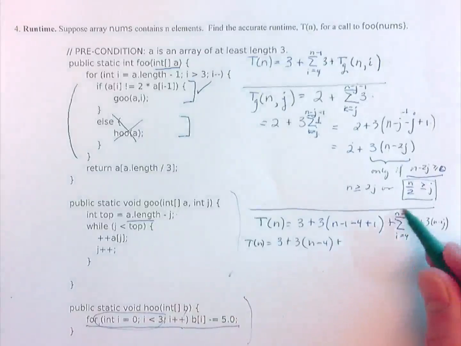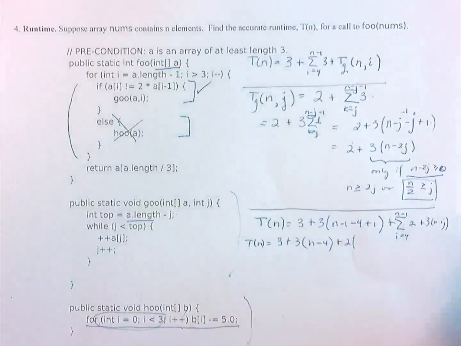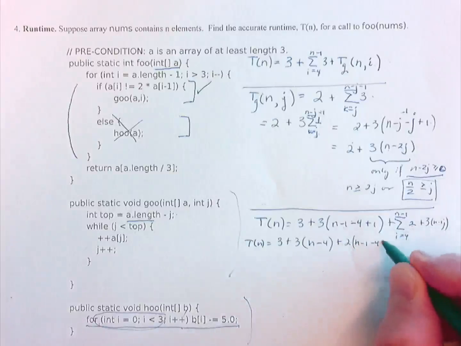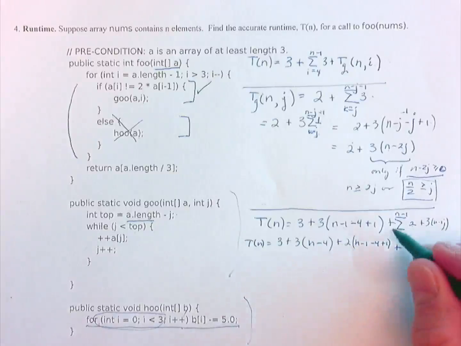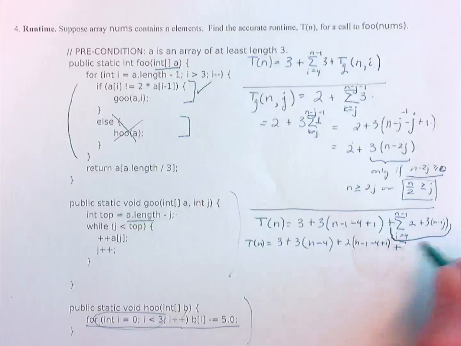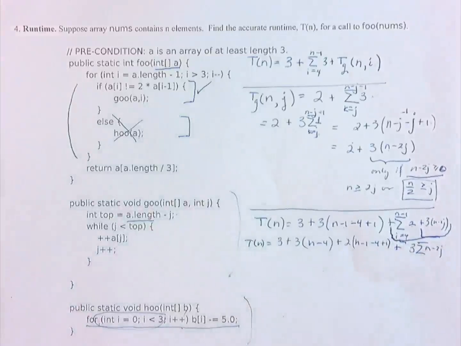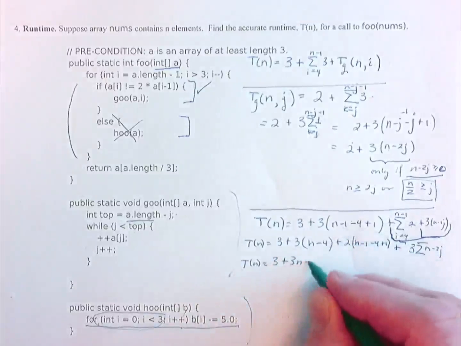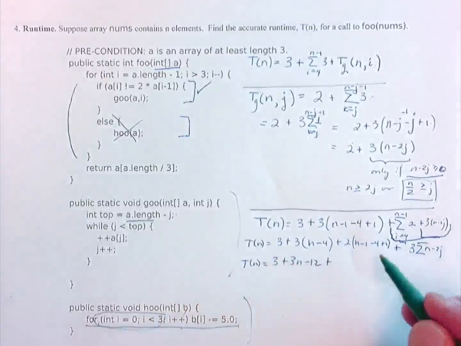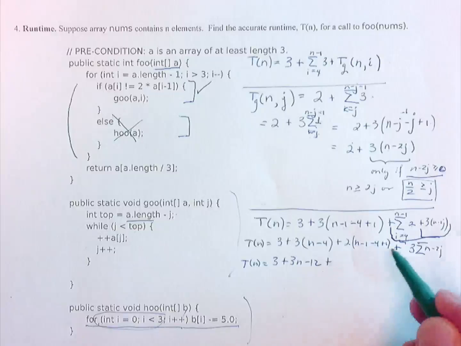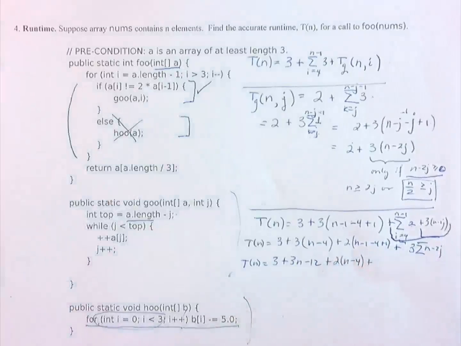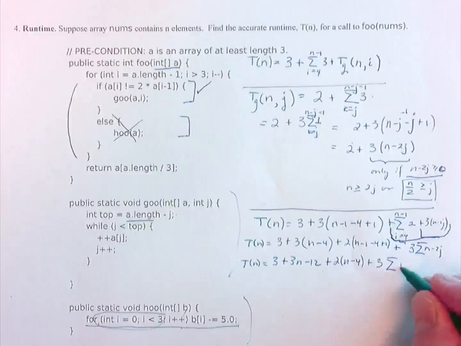Plus, and I can reduce this little sum here too. That would be 2 times n minus 1 minus 4 plus 1, plus this whole sum, which I haven't done yet, 3 times the sum of n minus 2j. So t of n then equals 3 plus 3n minus 12, I'm multiplying it out, plus, here I've got 2 times n minus 4, and here I've got 3 times this tricky sum, which I now need to think about a little bit more carefully.